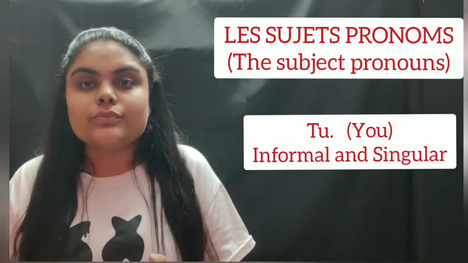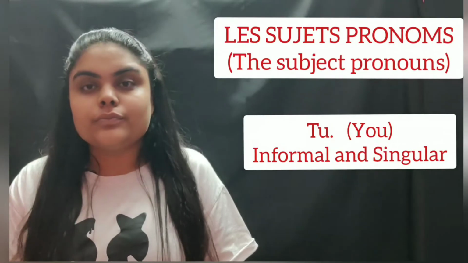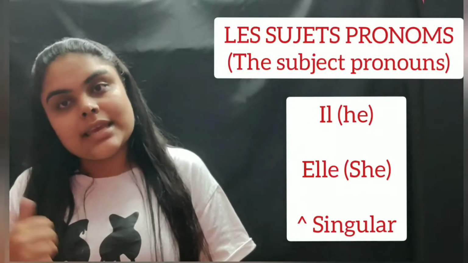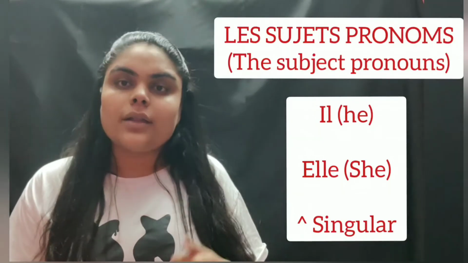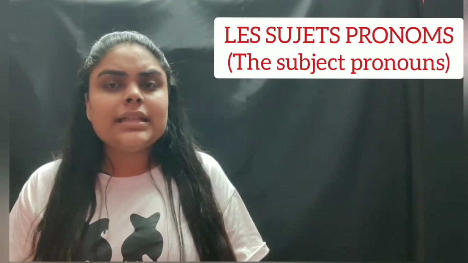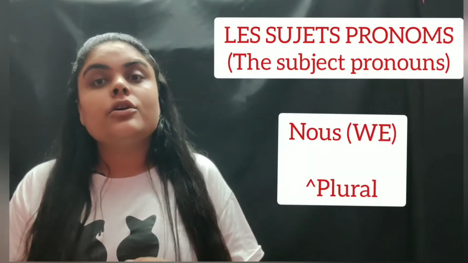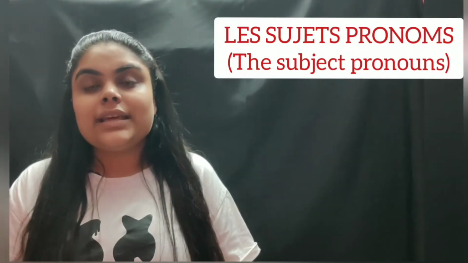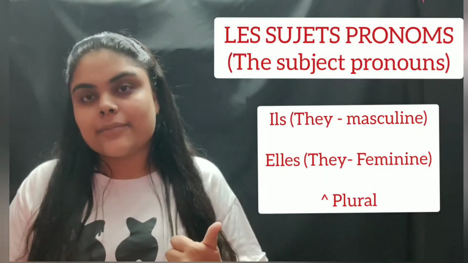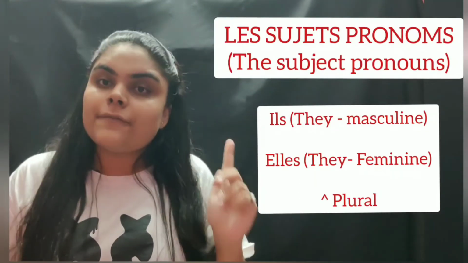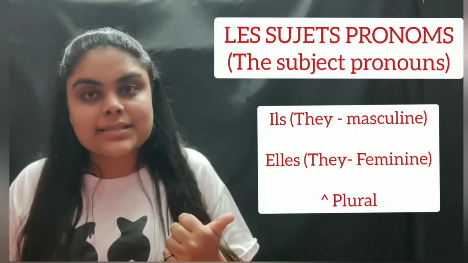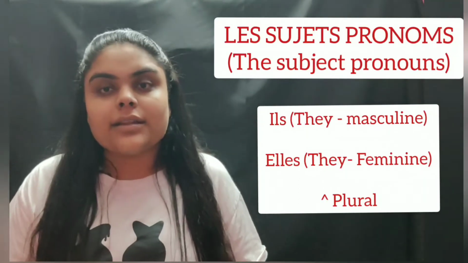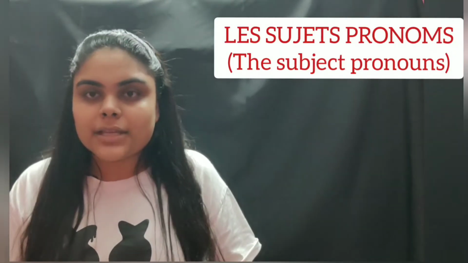Next is tu. Tu is you. Then third we have il, which means he, and elle is the fourth one, which means she. Then we have nous, which means we. Then we have vous, which again means you. And then we have ils, which means they. So ils is the plural of il, which means they, masculine. And elles is the plural of feminine, which means they but feminine.